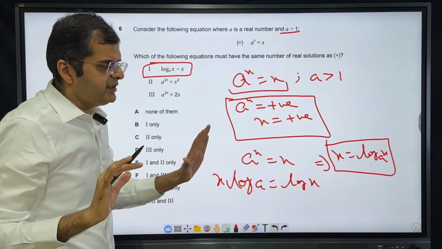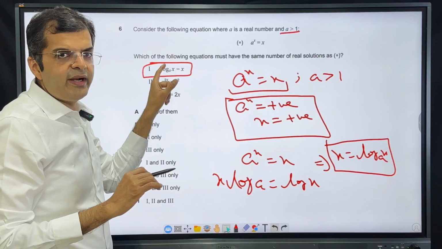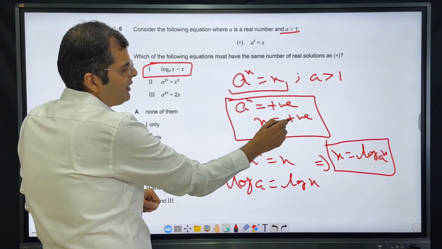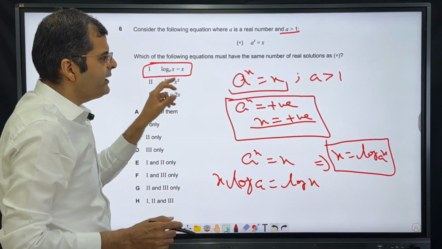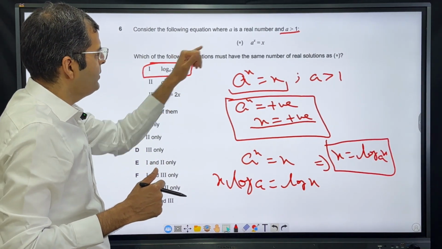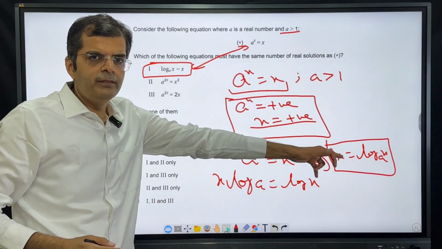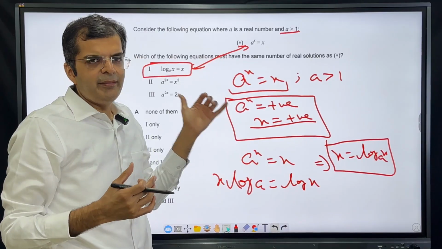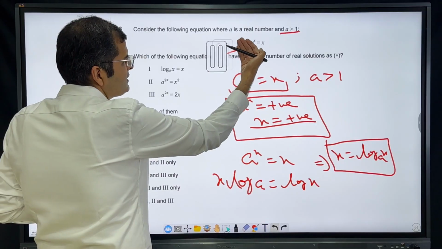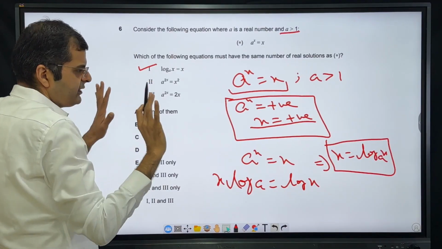The only thing we had to consider was x has to be positive. Here also x has to be positive, because you can only take log of a positive number. We concluded that x is positive, so the domain of values that x can take matches in both these equations. With the same domain, they become the same equation ultimately. If they are the same equation, they will have the same number of real solutions. So the first is definitely correct.